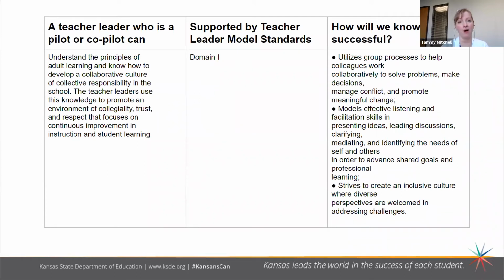How do they model the kind of behavior that they want to see? How do they create an inclusive culture where diverse perspectives are welcomed? Some early mistakes might be that a school invites certain teachers to be part of their school redesign team, the teachers they know will all agree, so that they end up with this kind of groupthink going on. That's really not the best strategy.